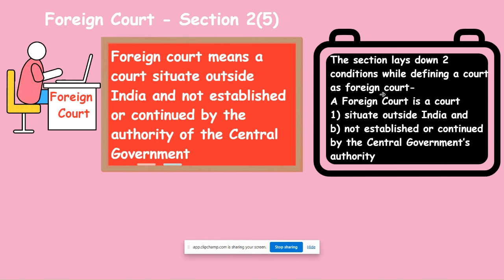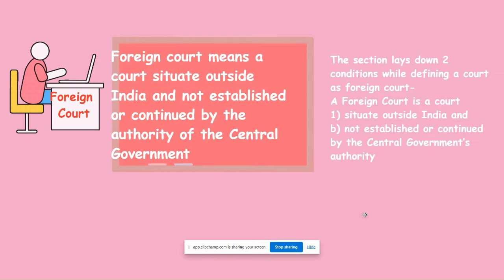Foreign court कौन सा होता है? A foreign court is a court situate outside India, इंडिया के बाहर है, और दूसरा not established, इंडिया में establish हुआ नहीं है और continued by the Indian government की तरफ से इसको continue नहीं किया गया है, कोई authority नहीं है कोर्ट को चलाने की. So therefore, foreign court is a court situate outside India and not established or continued by the central government authority. This is about foreign court as far as it is concerned.